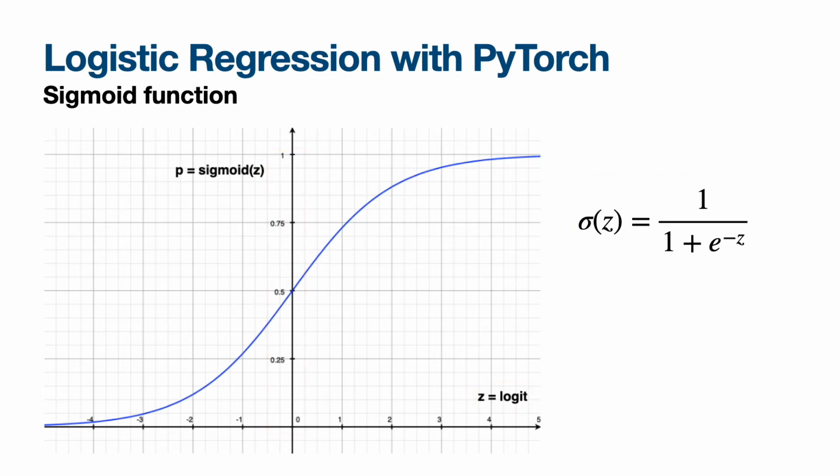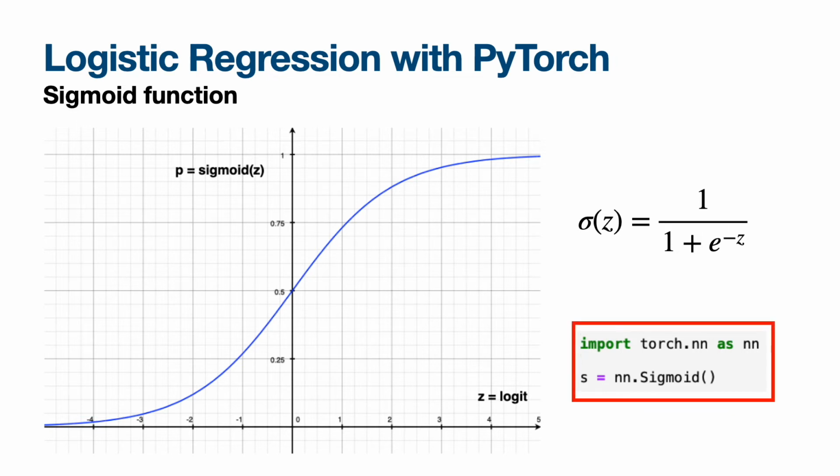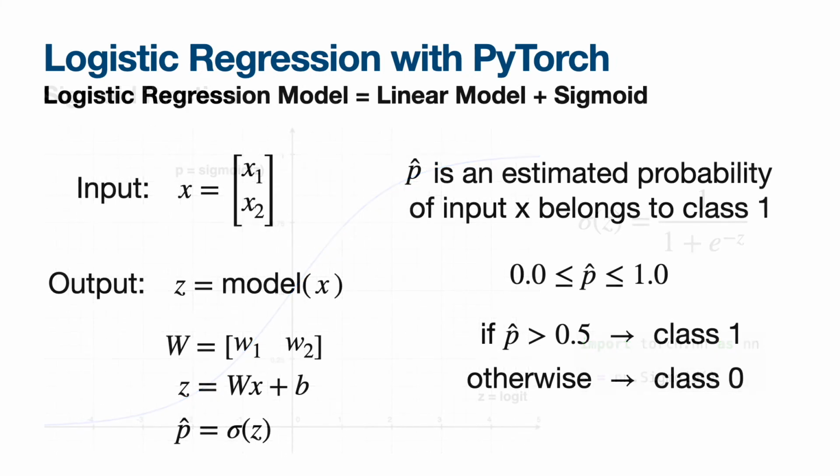It is a smooth continuous function, and we can calculate partial derivatives. So, we can include it in a computational graph to perform backpropagation. PyTorch provides nn.Sigmoid as a module that we can use in our model. A logistic regression model is a linear model plus the sigmoid.